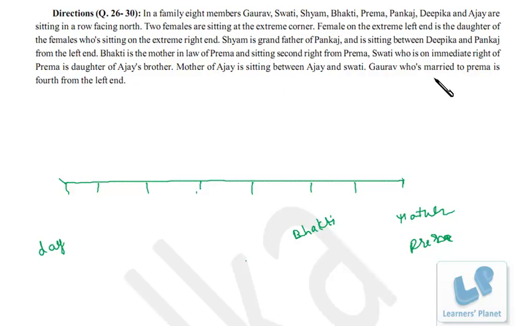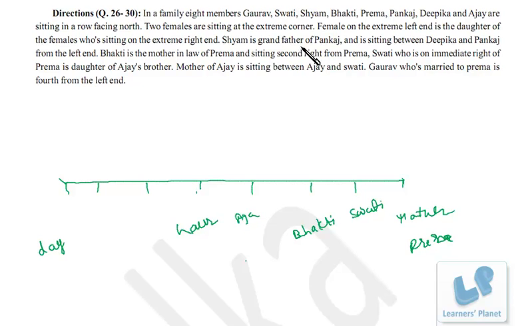And Gaurav, who is married to Prerna, is fourth from the end. So from the left hand 1, 2, 3, 4. That means this must be Gaurav. Mother of Ajay is sitting between Ajay and Swati. So this must be Ajay's mother because that is the second generation, and this is Gaurav. So this is Ajay and this is Swati.